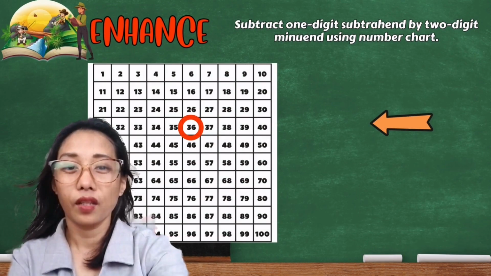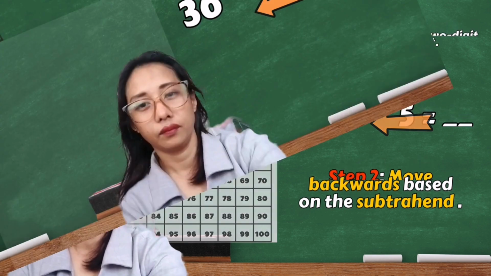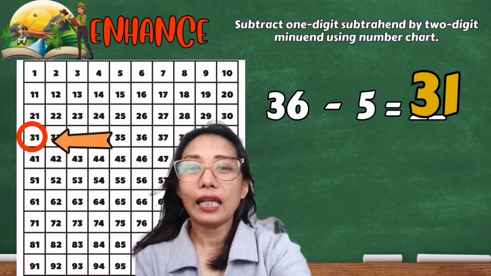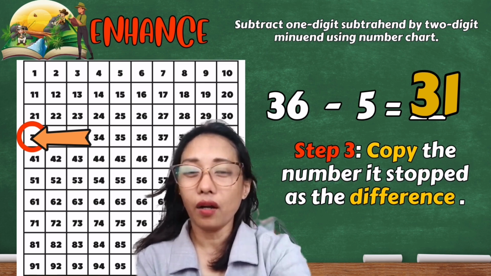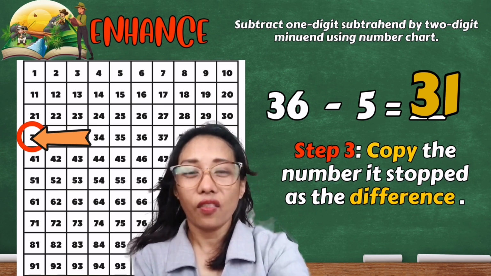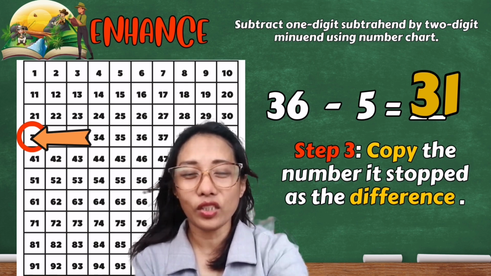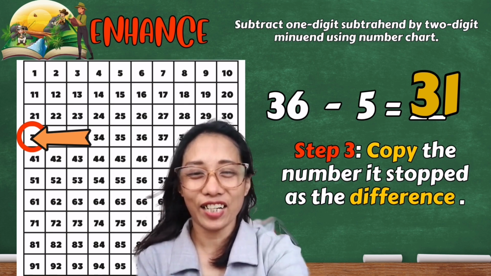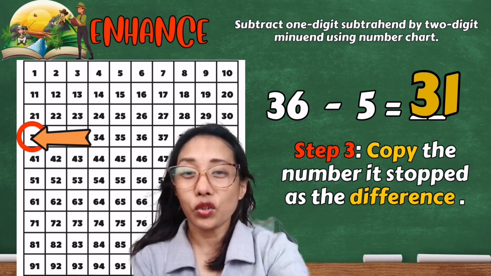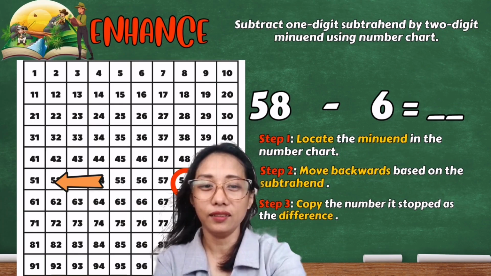Step 2. Move backwards based on the subtrahend. And for step 3, copy the number it stopped at as the difference. The number it stopped at is 31. So 36 minus 5 is equal to 31. Good job.